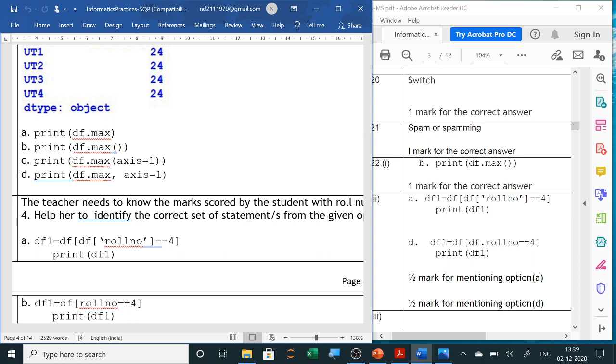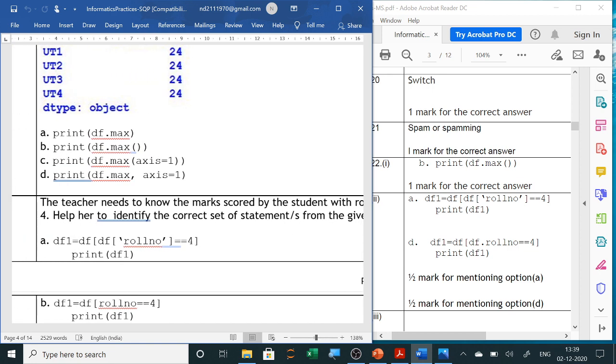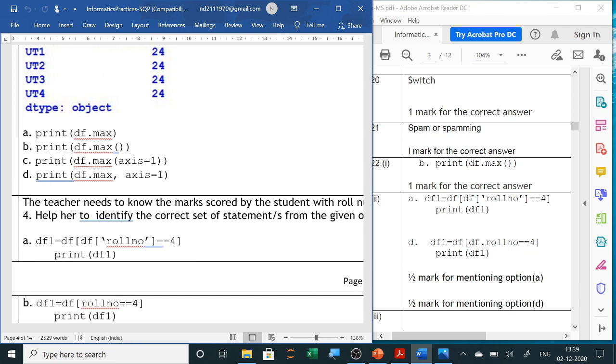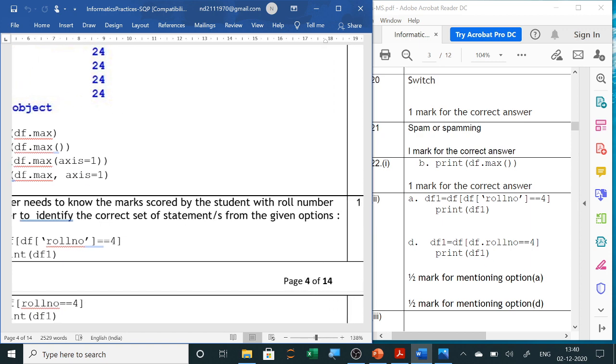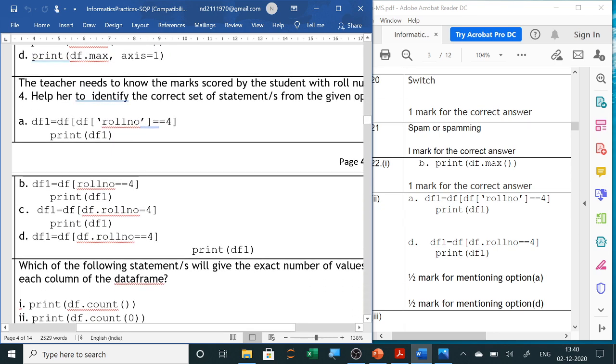Then question number 2: the teacher needs to know the marks scored by the student with roll number 4. So now we have to search here for roll number 4. Help her to identify the correct set of statements from the given options. We all know how to search the roll number. So here your A option is checking with double equals to. Whenever we are searching, comparing or checking, the equality sign is used. So double equals to 4 is given in A, as well as in D also you can see double equals to 4 is given.